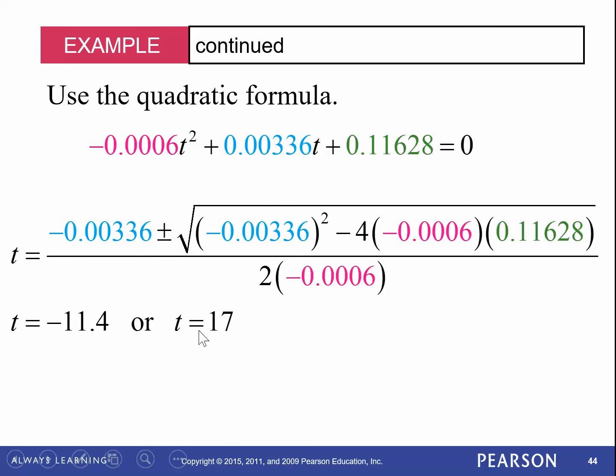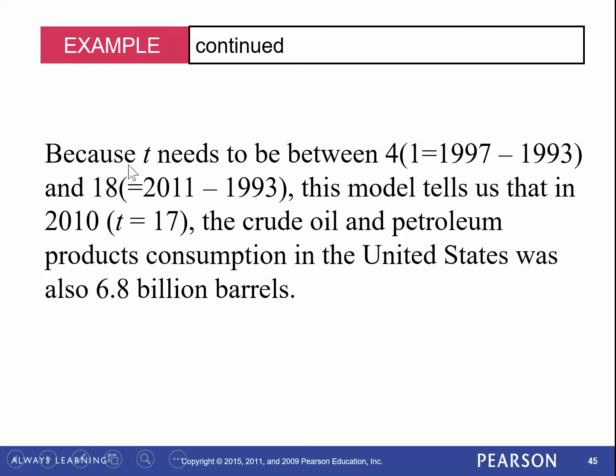Okay, if that's the case, let's see if this makes sense here. Because t needs to be between 1997 minus 1994, so between 4 and 18. This model really just says that in 2010 the crude oil consumption was 6.8 billion barrels. We good?